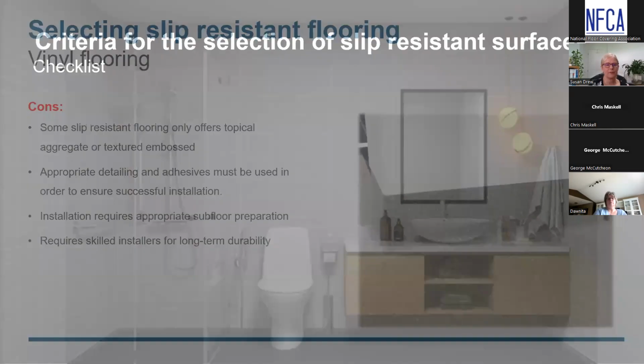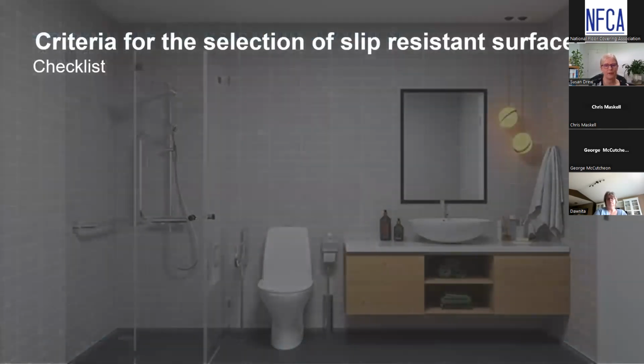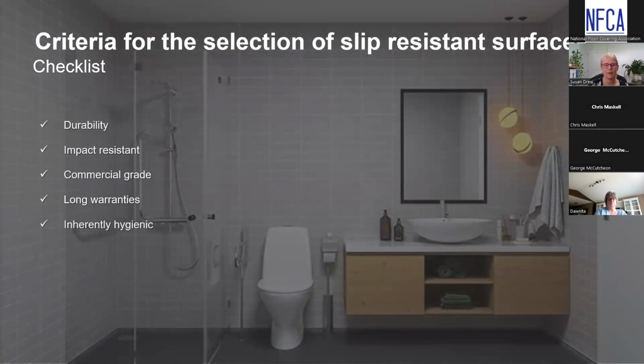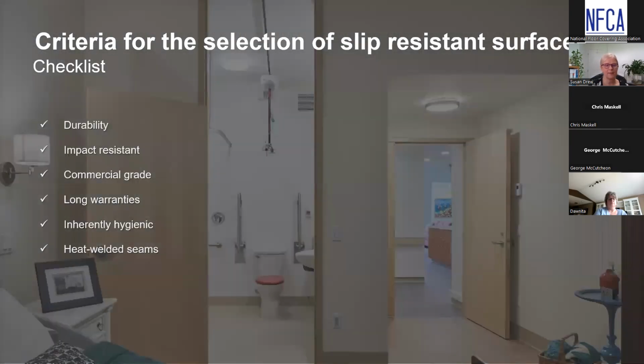All right, so to review, when selecting flooring for your next project, there are a number of performance characteristics, including slip resistance, that need to be taken into consideration. We want to make sure we have durability. That impact resistance is really important. Look for commercial grades with long warranties. The products that are inherently that can be heat welded. We want stain resistance, chemical resistance, water resistance. Most of the really tough areas to put materials into need all of those.